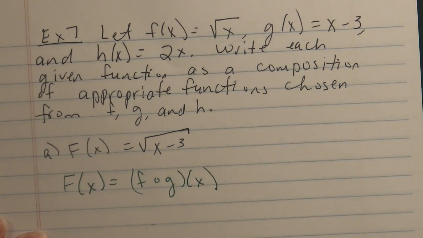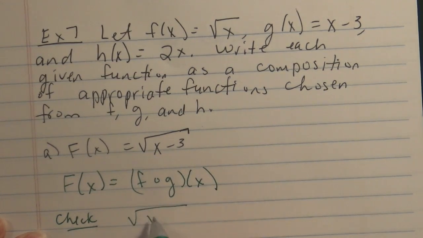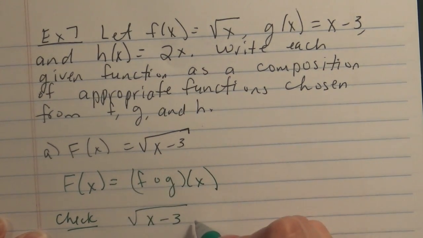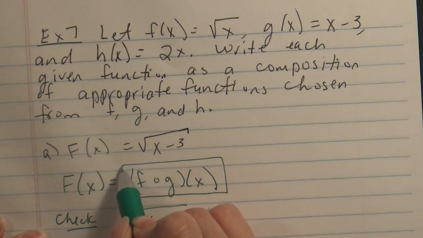Let's check that to make sure that we're correct. So to check f composite g, I put my g function inside my f function. So that would give me the square root of x minus 3. And that's exactly what the original function was. So that's the correct answer. And this is the answer.